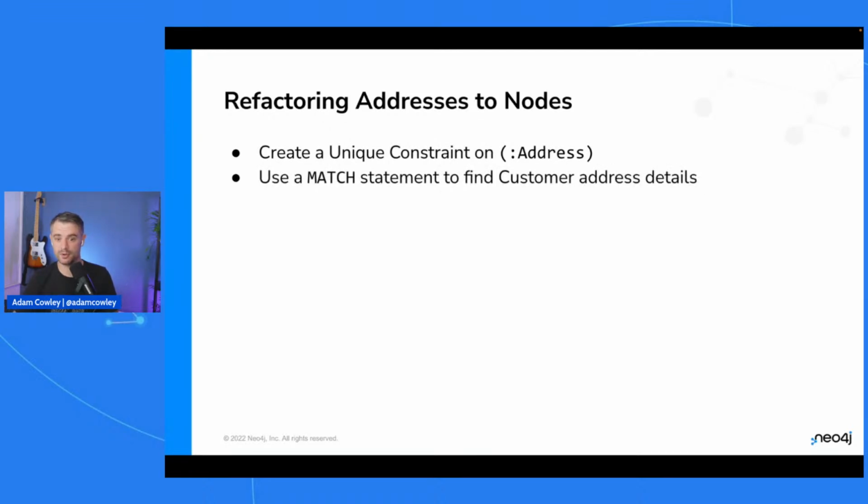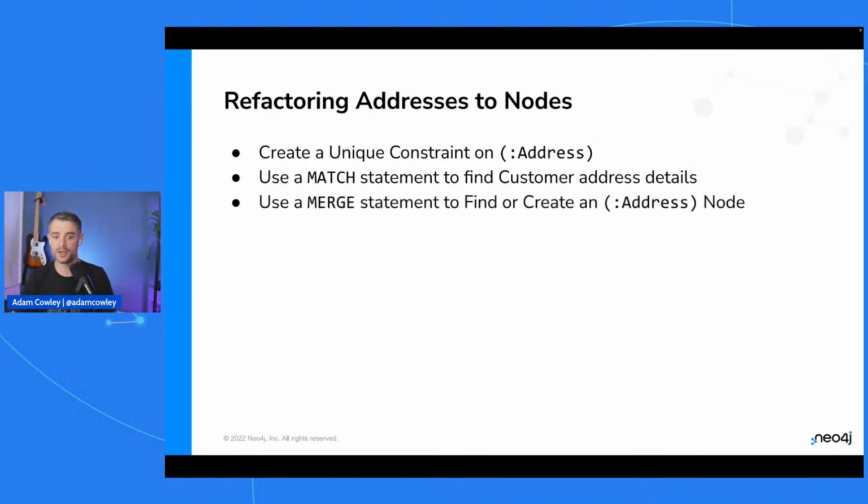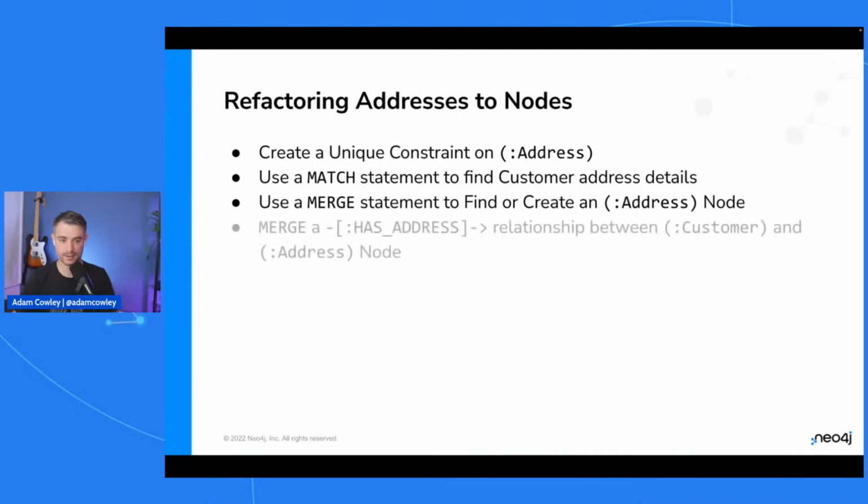We then use a match statement to find all of the customers and their addresses, and then pull the address property from the node. Then we use a merge statement to either find or create an address node with the values from the property or properties, and then merge a relationship between the customer and the address nodes. And then we've got this model of customer and address. Again, we would then measure the results on that, see if it works and see if it does what we need it to.